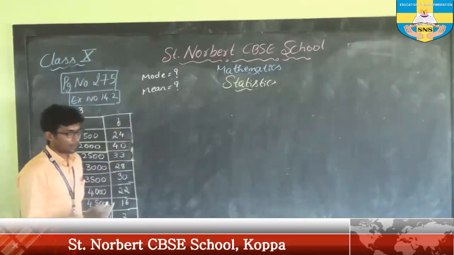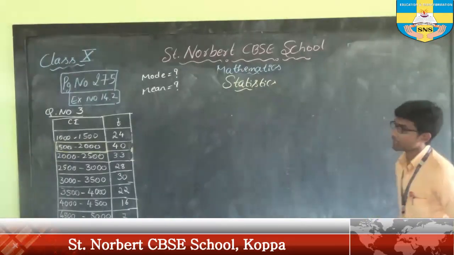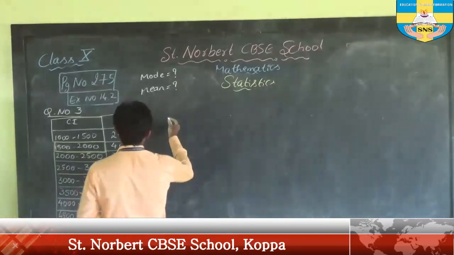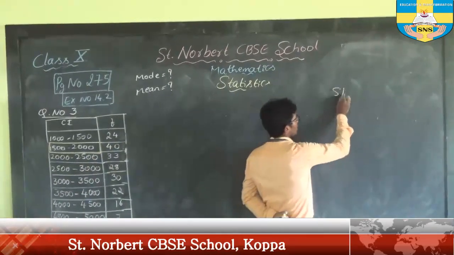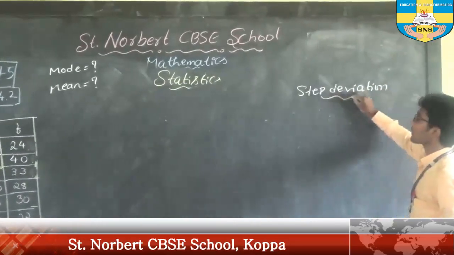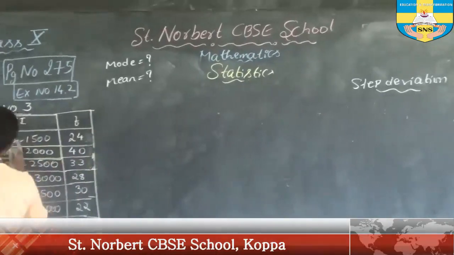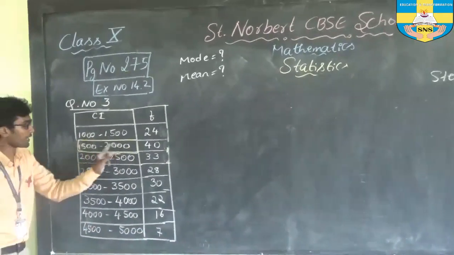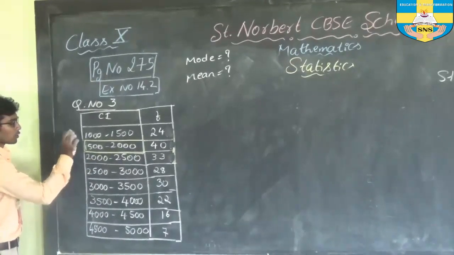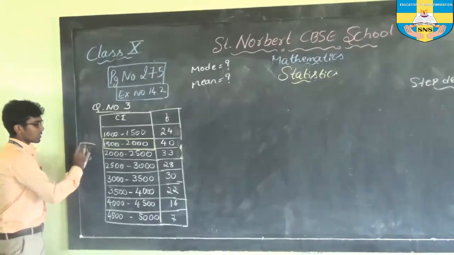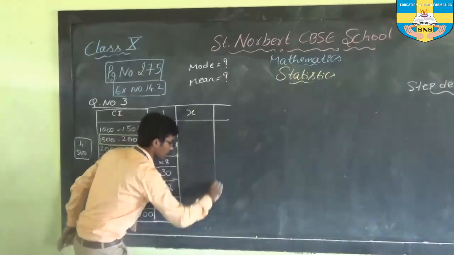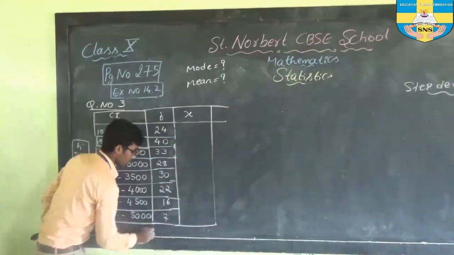Now, I am going for the second part of this question, that is calculating the mean. I am going to solve this problem by using the step deviation method. Can you guess why we are using step deviation? Yes, of course, it is because of the same class interval. Look at this. We have the same class size, 500, 500, 500, 500. So here H is the same. When H is the same, it is better to go for the step deviation method. As usual, go in the same manner as you do when solving the mean.